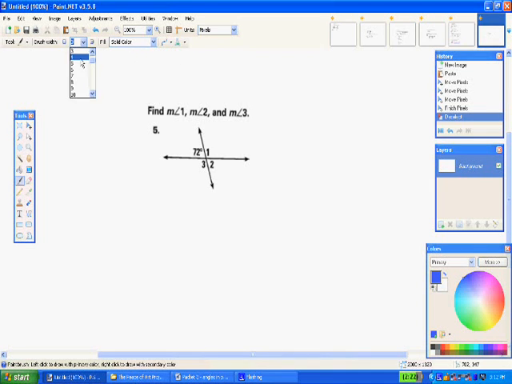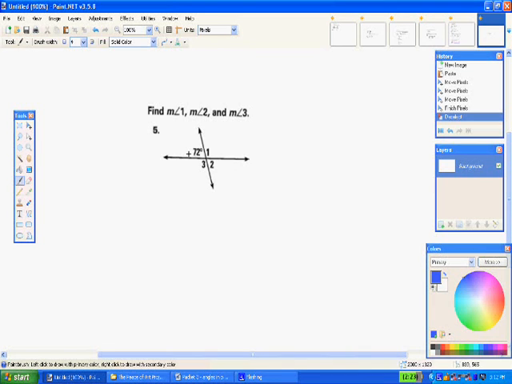Alright, we're told in this problem to find the measure of angle 1, the measure of angle 2, and the measure of angle 3. And I noticed that these angles have a couple of different relationships with each other. So I'm going to go ahead and write down those relationships, and then we're going to use them to help us solve for the different measures.